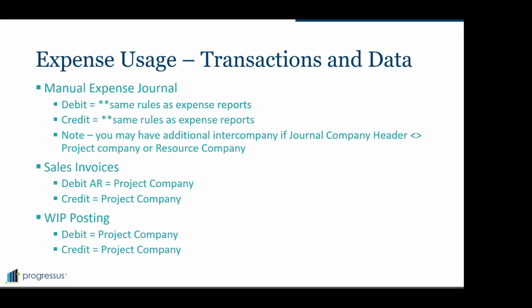You can also enter expenses manually in the expense journal, so we want to identify what rules are followed when an expense journal is entered. The same rules are followed as the expense report. The debits and the credits occur the same. You can get intercompany if the project and resource company are different. Again, the sales invoice will debit the project company and credit the project company, and the WIP posting will debit and credit the project company as well.